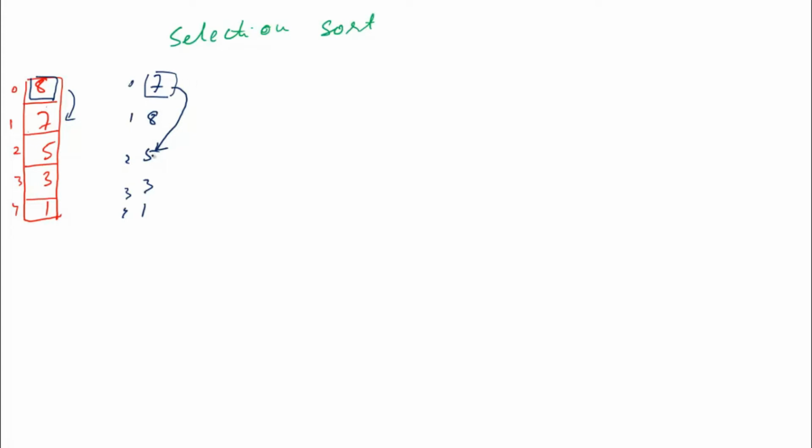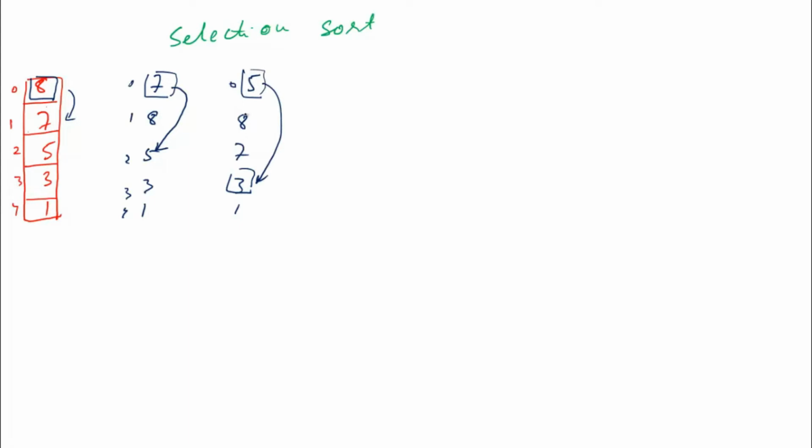Is 7 greater than 5? Yes, so swap it. The 5 will come over here and 8 here, and then 7 will be here. So 7 will swap to here, and this 5 will swap to the 0 position. Now the 0 position contains 5. Now again it will check, not the second but this one. This position will be checked with this.